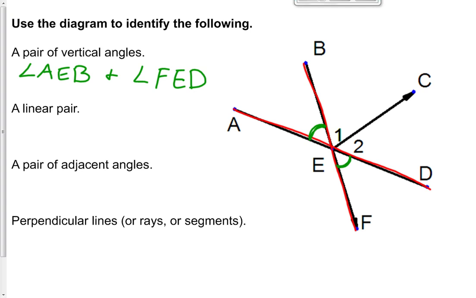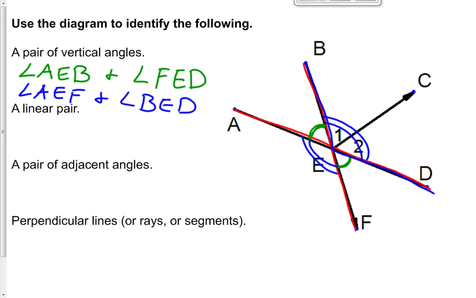You also could have said this obtuse angle is vertical with this obtuse angle, which would be angle AEF. If you combine angles 1 and 2 together, you get BED. Angle BED.